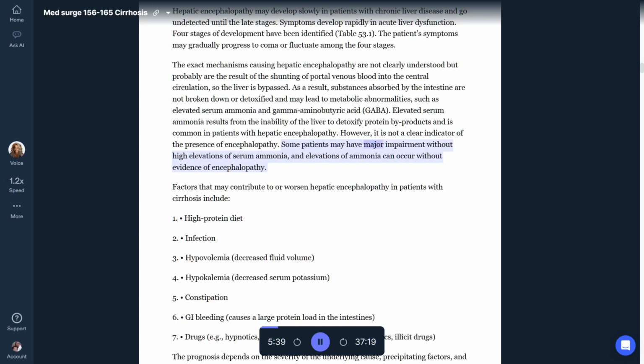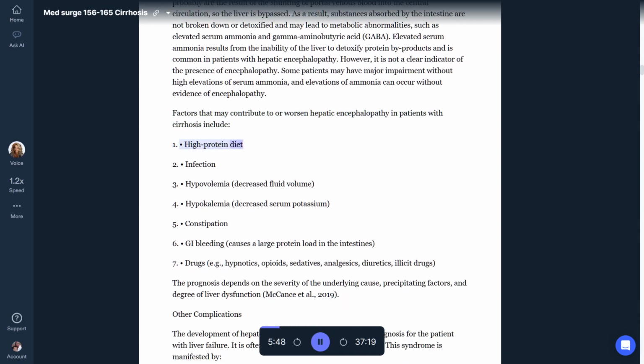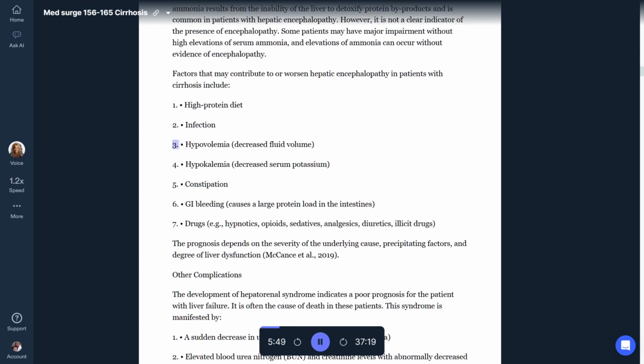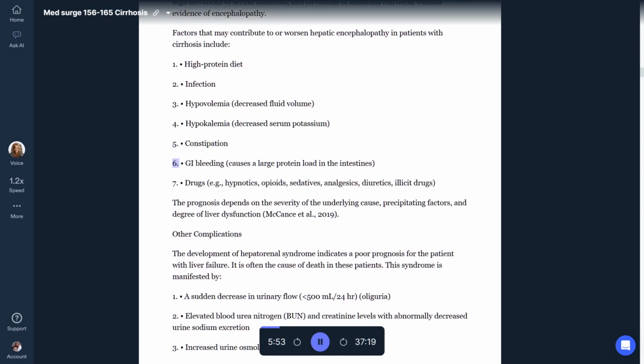Some patients may have major impairment without high elevations of serum ammonia, and elevations of ammonia can occur without evidence of encephalopathy. Factors that may contribute to or worsen hepatic encephalopathy in patients with cirrhosis include: 1. High protein diet. 2. Infection. 3. Hypovolemia. 4. Hypokalemia. 5. Constipation. 6. GI bleeding. 7. Drugs. The prognosis depends on the severity of the underlying cause, precipitating factors, and degree of liver dysfunction.